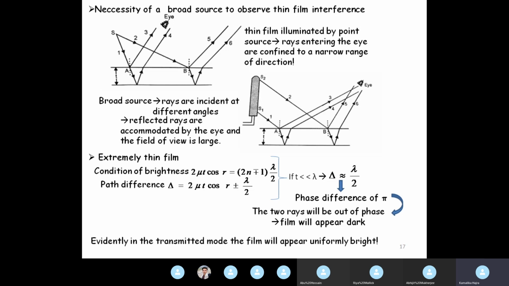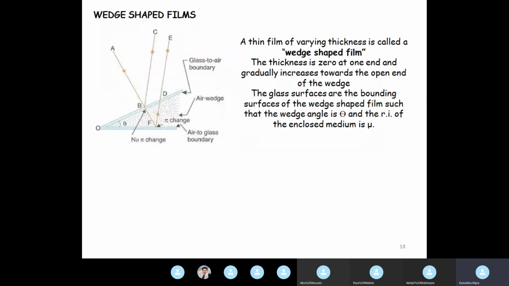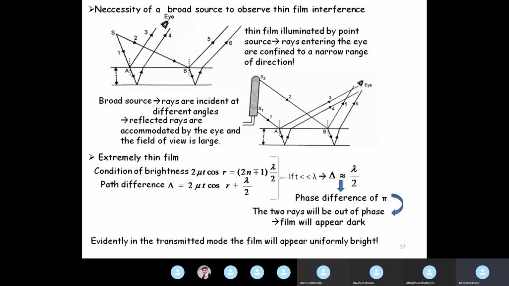All right. So I think we'll stop here, because after this comes wedge-shaped films, and that is again a very involved, totally different discussion, and the result of wedge-shaped films will be used in Newton's rings. So in our next class, we will do wedge-shaped films and Newton's rings together. Is that all right? Okay, so I'm stopping here.